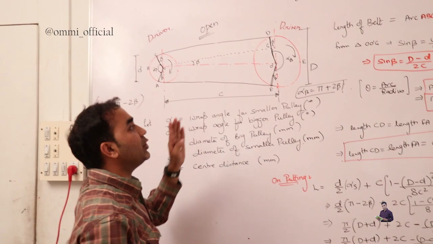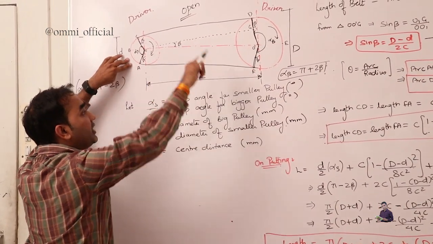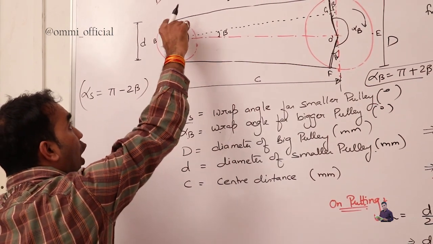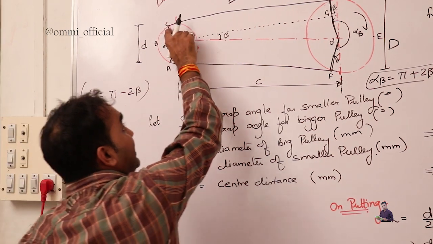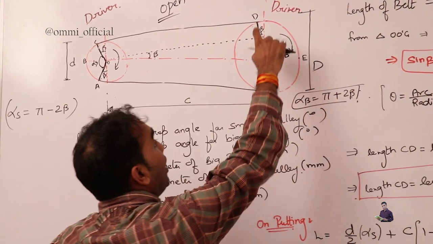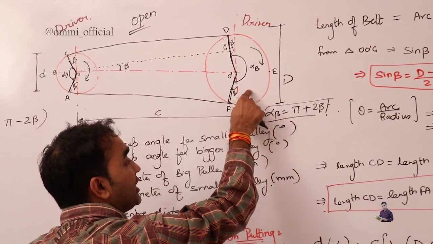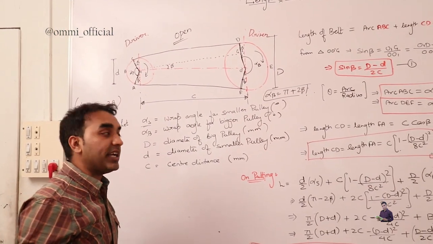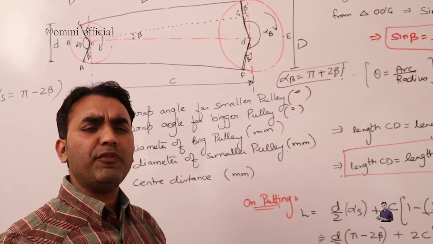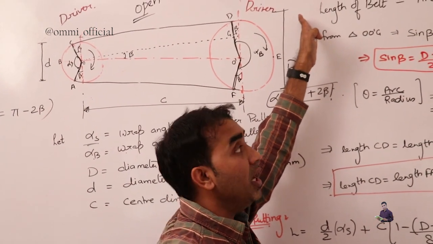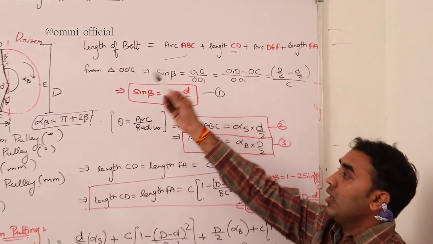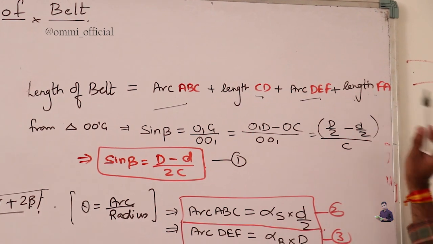Now dear, what is the length of the belt? Whatever periphery is encountered by this belt will give you the length of the belt. I have labeled it: ABC is that contact where the wrap angle is taken. C and D is the area which is not in contact with any pulley. D, E, F is again the arc which comes under the wrap angle contacting the pulley, and F and A is again the portion which is not in contact. Whatever I have told you, I have mentioned here. The length of the belt is the sum of the arc ABC, length CD, then arc DEF and length FA.